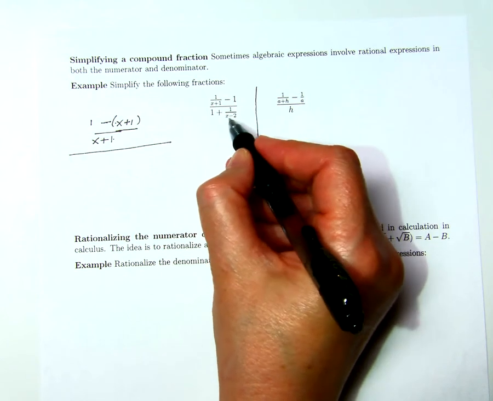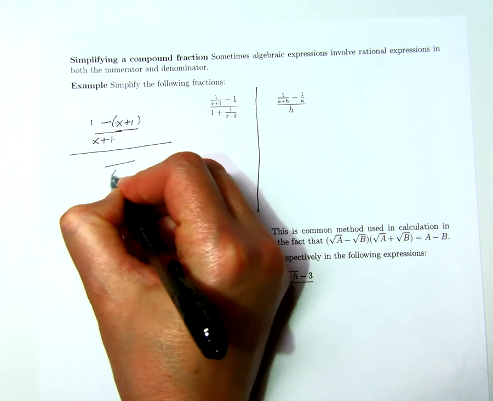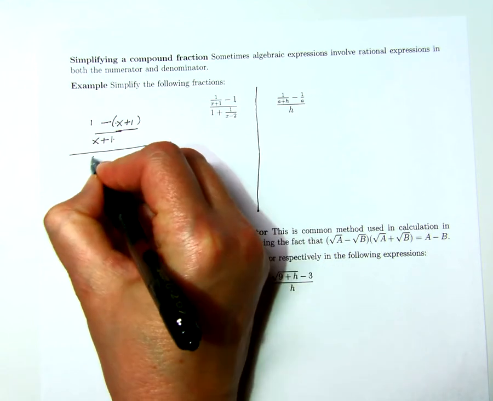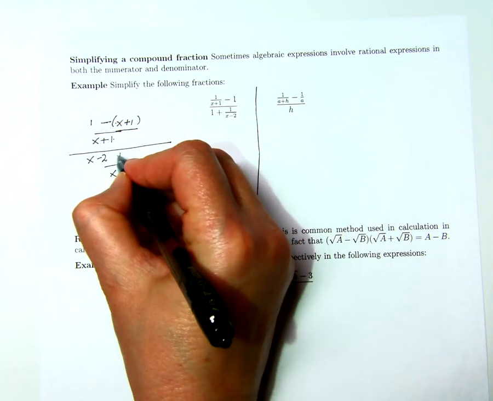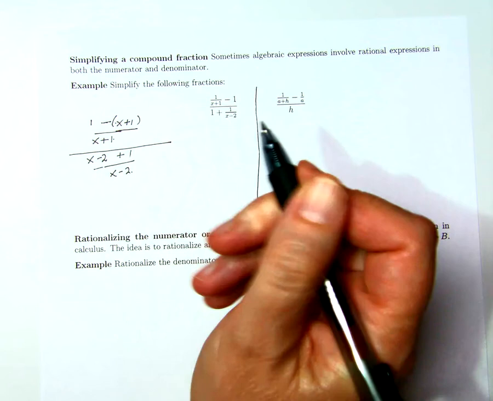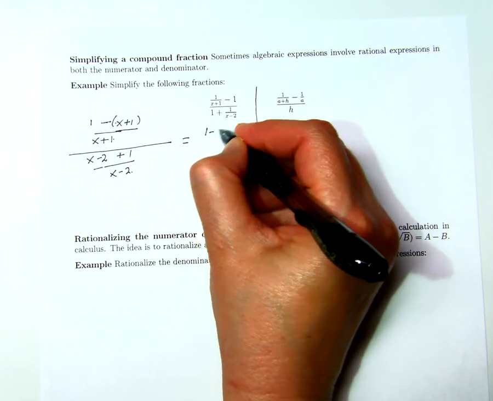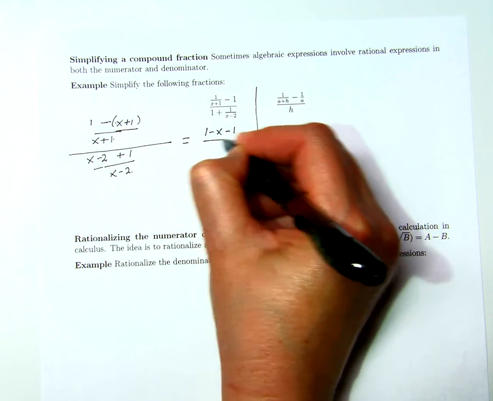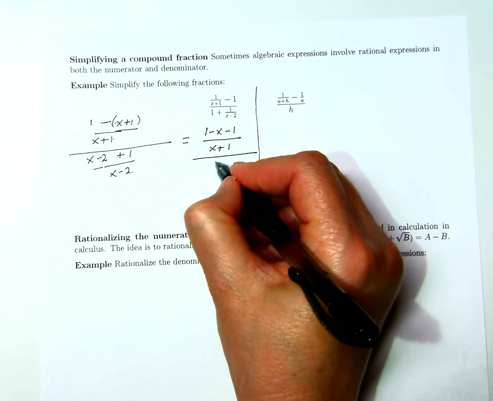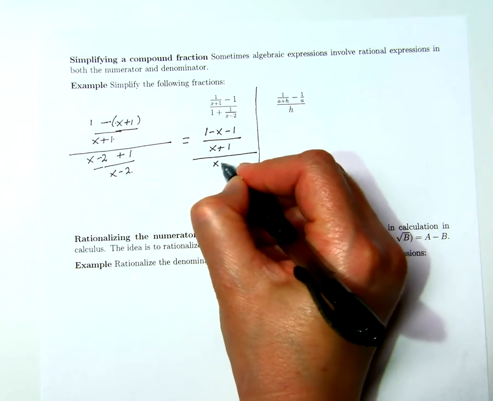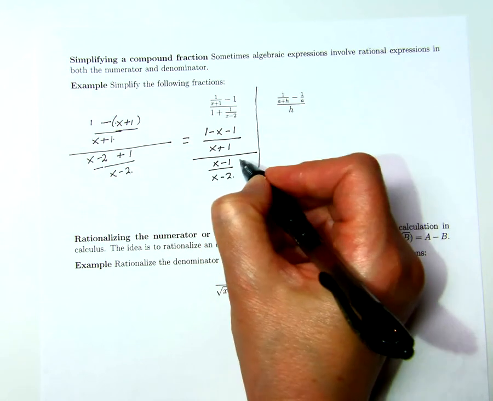And here we have x minus 2 over x minus 2 plus 1 over x minus 2. So that's going to be x minus 2 times 1 plus 1 over x minus 2. And that's equal to 1 minus x minus 1 over x plus 1, all divided by x minus 2 plus 1, so that's x minus 1 over x minus 2.